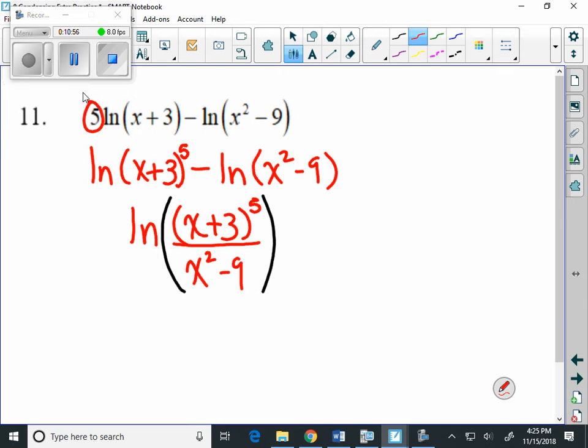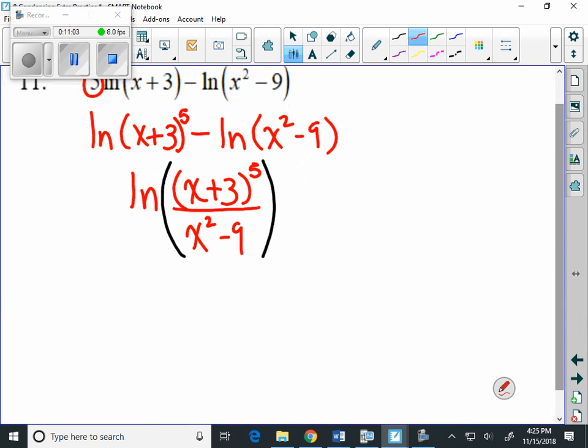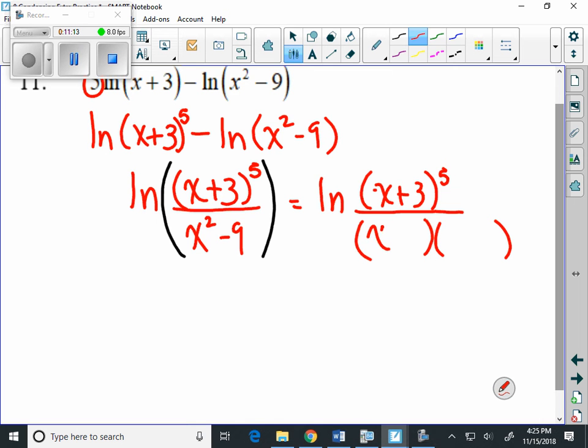If we take a closer look at this, what we see is that the denominator, the x squared minus 9, we can factor that. So this becomes the natural log of x plus 3 to the 5th. And when we factor down here, this becomes x minus 3 times x plus 3, the difference between two squares with different signs.